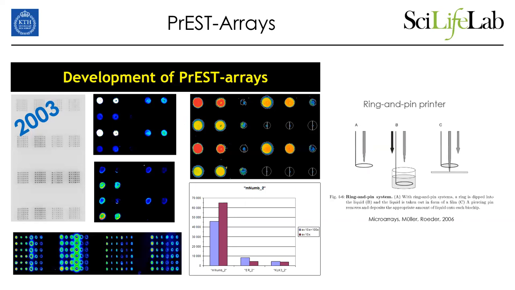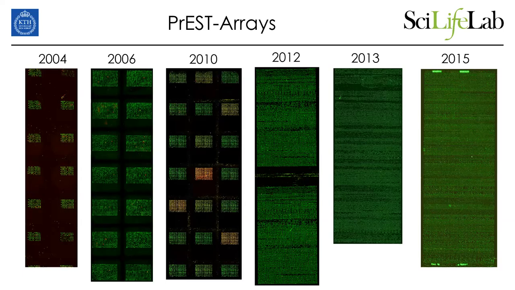So the PrEST arrays then, they started developing these in 2003 doing simple dot plots. And this then turned out to actually function, and then a decision was made to buy a printer. So the first printer was a ring and pin printer. And this then was used to make the initial arrays for the protein atlas. The arrays at that time was about 72 antigens up to 144, I think, expanded to. But of course, the ring and pin printer system was not really able to keep up with the demand, so to speak, for the validation of the antibodies.